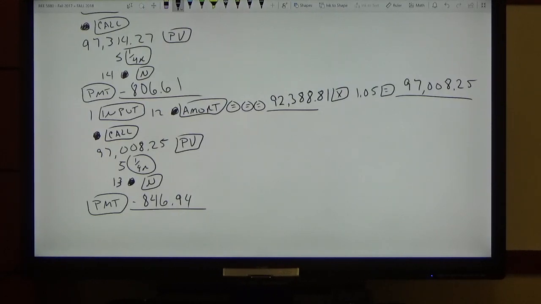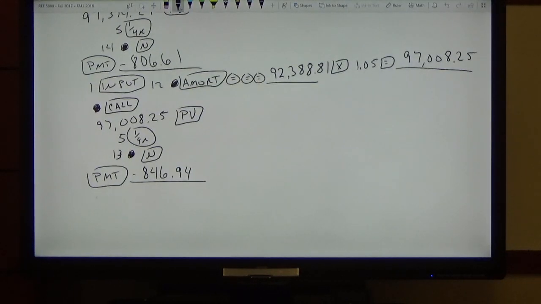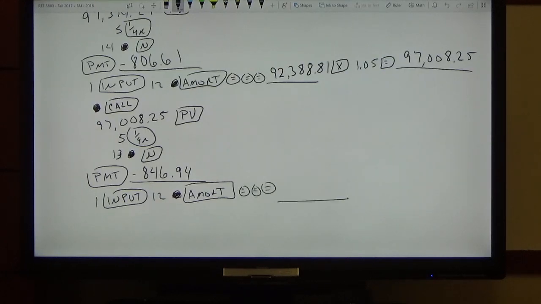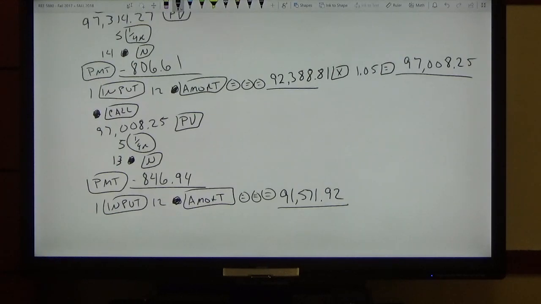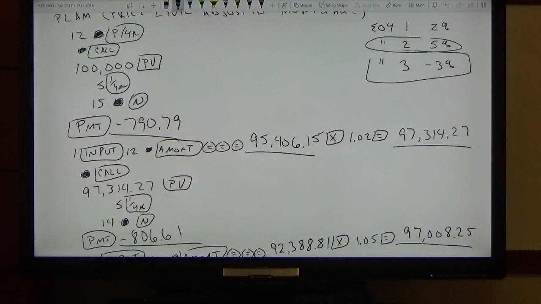$846.94. Okay. So that's for all of the third year. Now then, let's get the balance. 91,571.92. Okay, but in this year, because of Jeff's suggestion, we're going to have a decrease in the balance because we're saying that basically the consumer price index or whatever index it is we're using is going down by 3%.